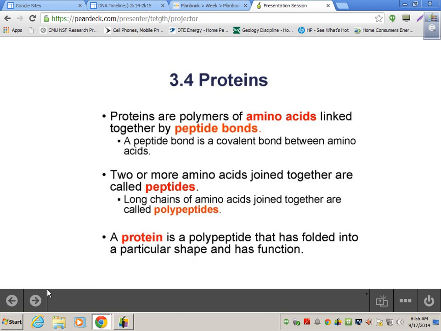If I put more than two together, then it is a polypeptide. So two or more amino acids joined together are called peptides. Long chains of amino acids joined together are called polypeptides. Are all polypeptides proteins? No. Are all proteins polypeptides? Yes. So a protein is a polypeptide that is folded into a particular shape and has function.